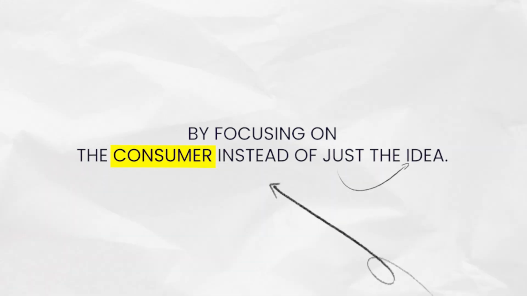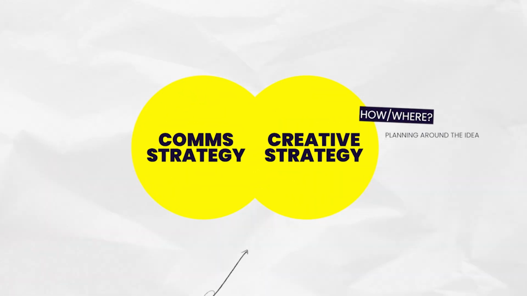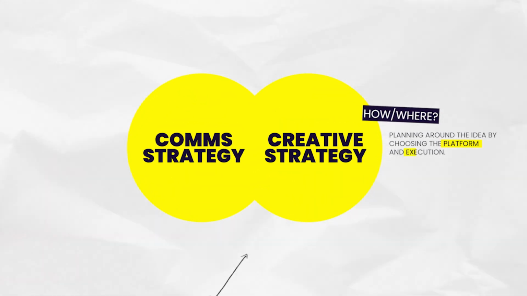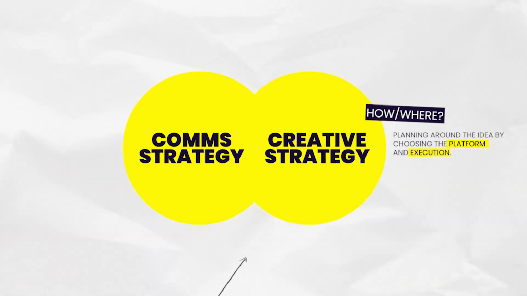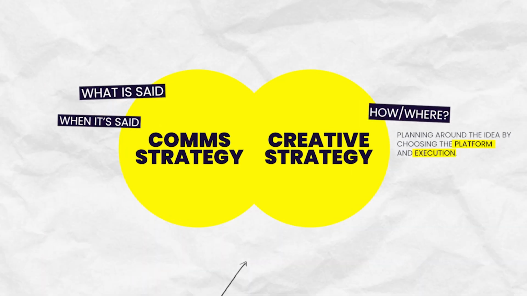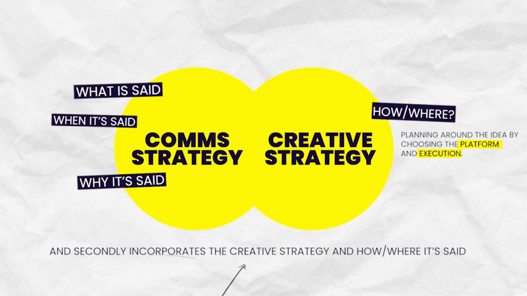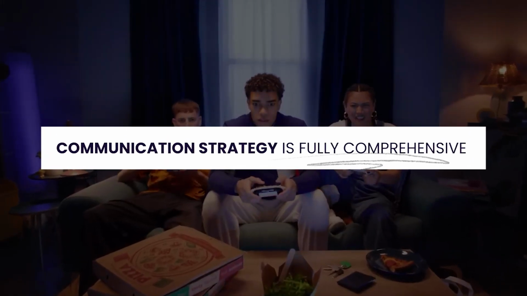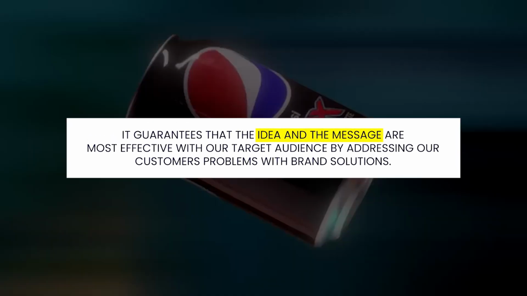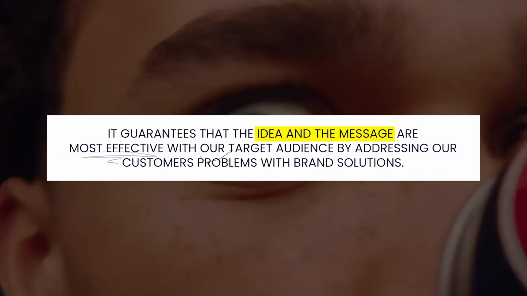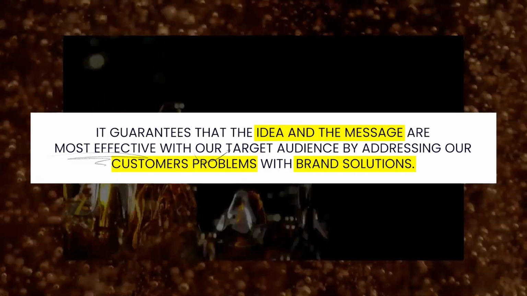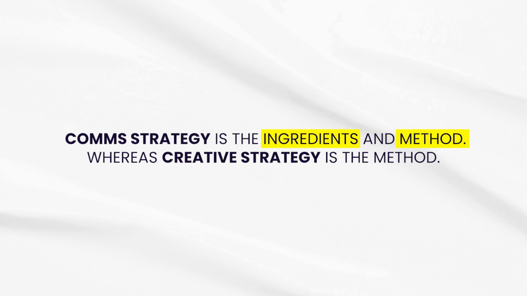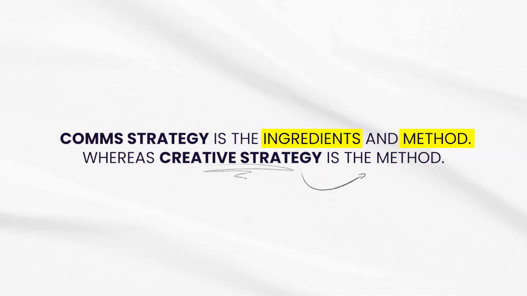Creative strategy is the how and where, planning around the idea by choosing the platform and execution. Whereas comm strategy firstly defines what is said, when it's said, and why it's said. And secondly, incorporates the creative strategy and the how and where it's said. In insurance terms, communication strategy is fully comprehensive. It guarantees that the idea, the message, is effective with our target audience by addressing our customers' problems with brand solutions. It's your recipe to showcase the big idea. Comm strategy is the ingredient and the method, whereas creative strategy is just the method.